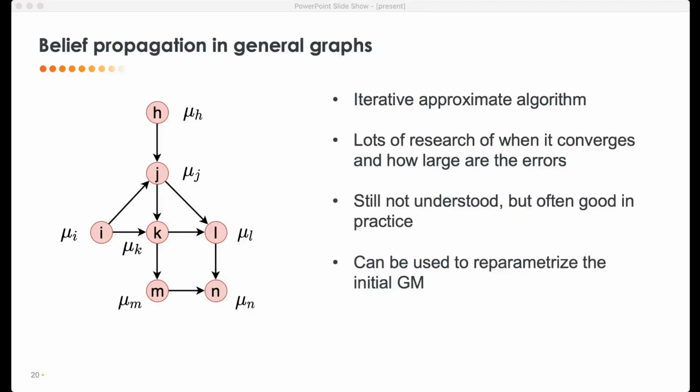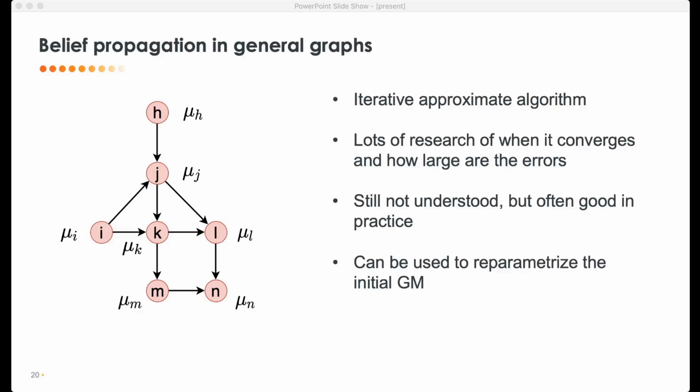So what happens if the same procedure is applied to general graphs? Well, then there is no guarantee that in two steps messages will converge. Still, in practice, often this is the case, and general graphical models can be marginalized in this way. Lots of research went into the questions of the convergence and errors of approximate belief propagation, but still I would say there is no definitive answer when it works and how large the errors may be.